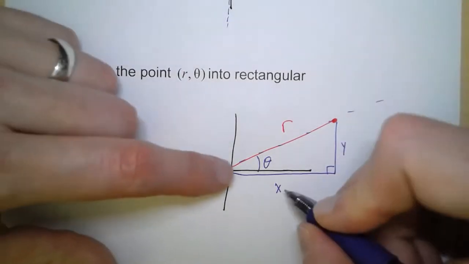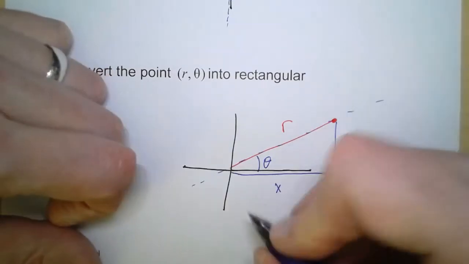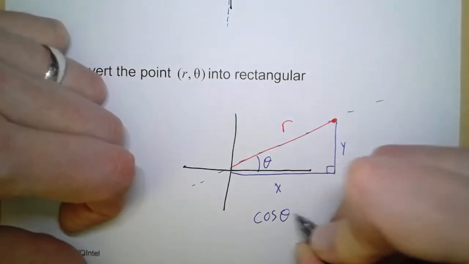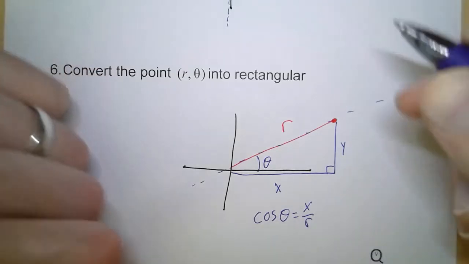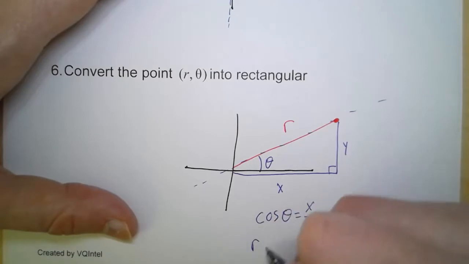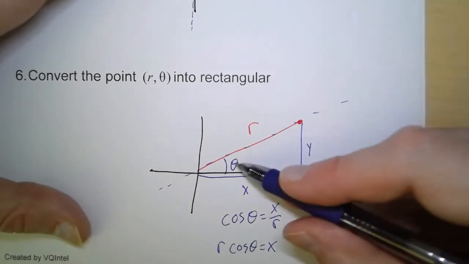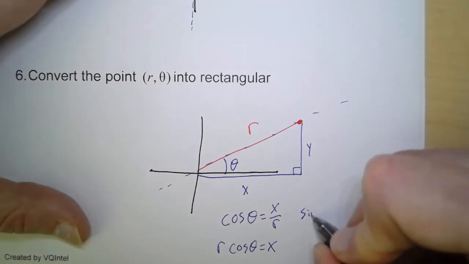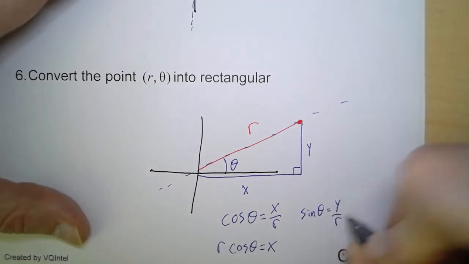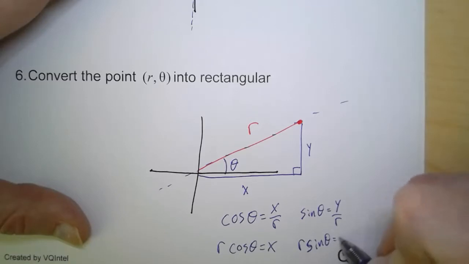Well, if we want to solve for x, we know theta, we know r, we don't know x, but x is the adjacent side. So cosine of theta equals x over r. If I want to figure out what x is, all I have to do is multiply by r. So r cosine of theta equals x. And I can do the same thing for y, because y is opposite the angle. So sine of theta equals y over r. So to get y by itself, I multiply r over to the other side. So we get r sine of theta equals y.